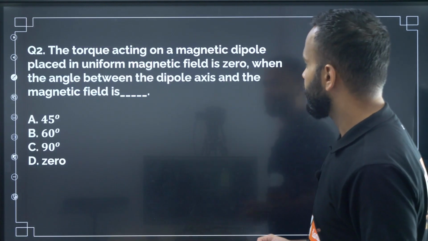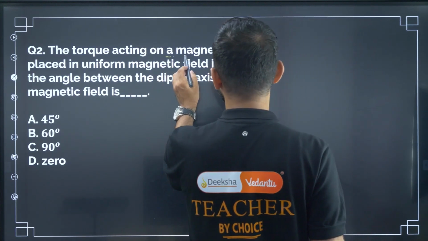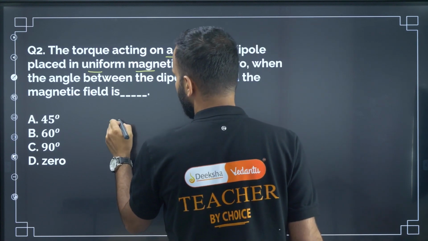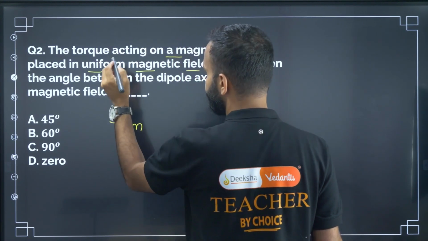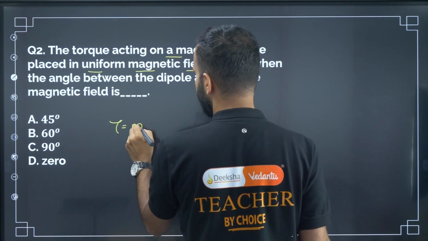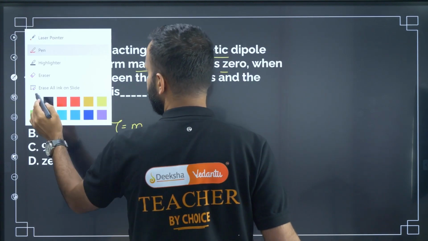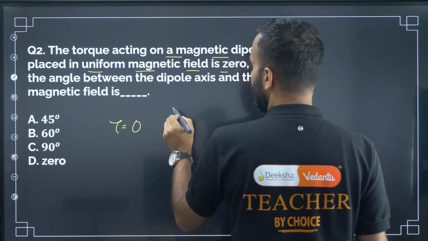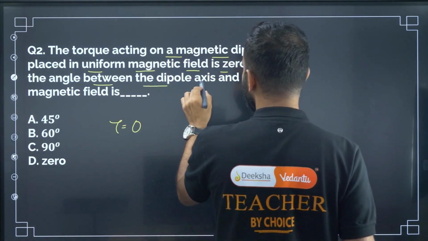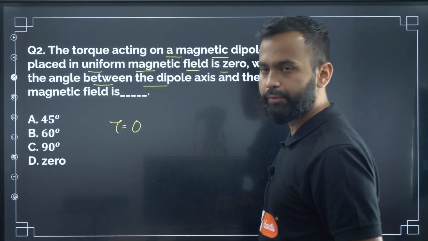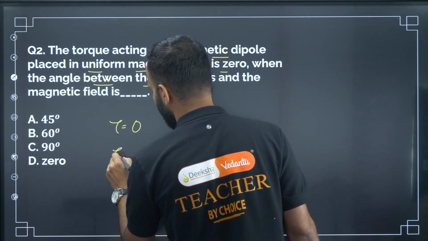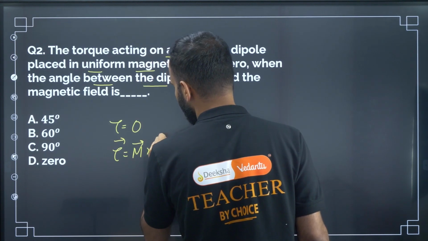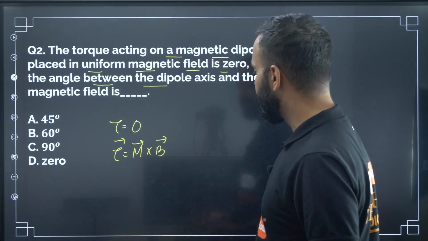Next question, question number 2. The torque acting on a magnetic dipole placed in a uniform magnetic field is 0 when the angle between the dipole axis and the magnetic field is? Torque tau equal to 0. We know that torque tau equals m cross B. What is m? The magnetic moment or magnetic dipole moment.